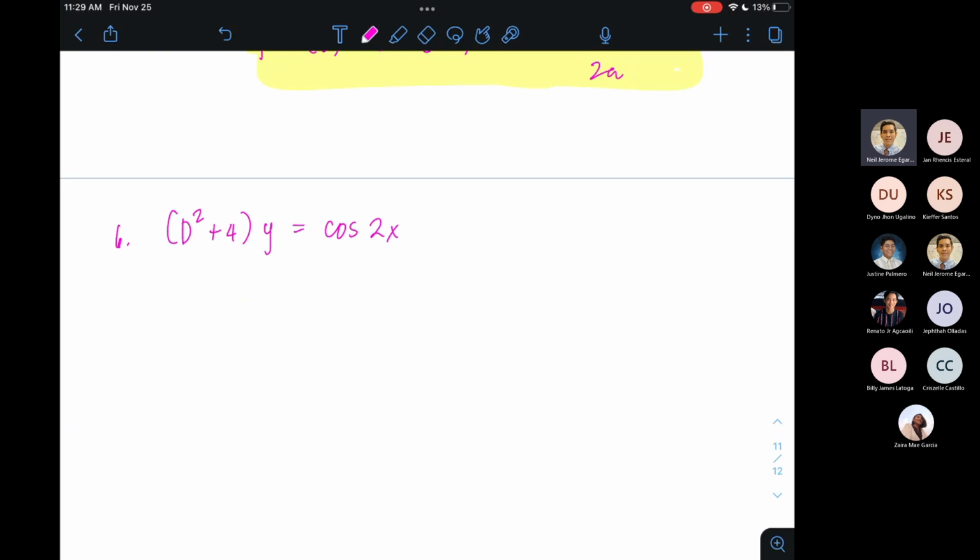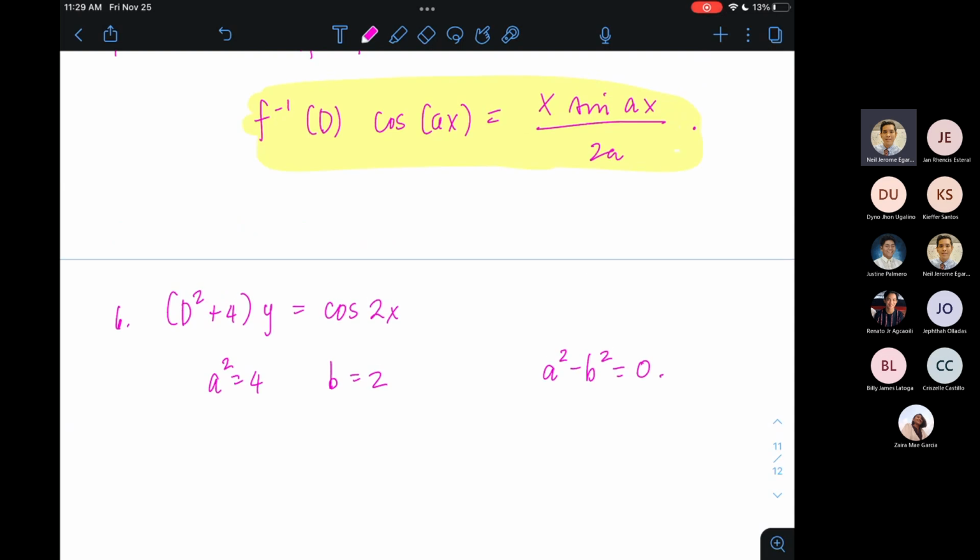So here, you will note that a squared is equal to 4. That's what we have here. Tapos yung b ay 2, which is the coefficient inside cosine. But this will give us a squared minus b squared equal to 0. So you cannot use neither equation, theorem 3.7.1 nor 3.7.2. So kailangan yung gamitin itong formula na ito. Okay. So, unahin ko yung pagkuha ng particular solution.